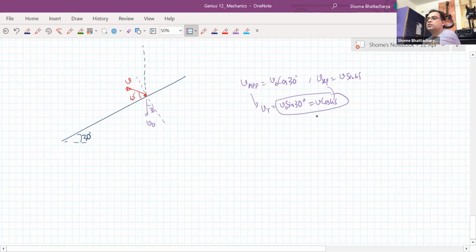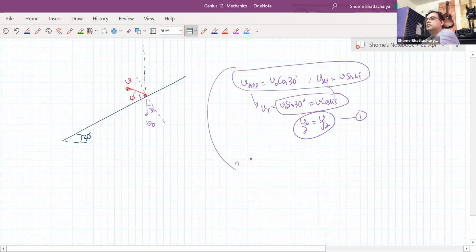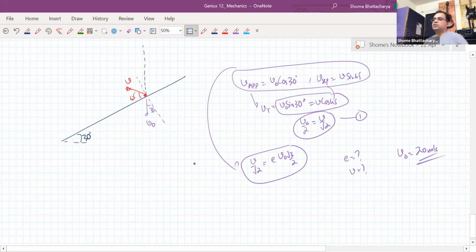Instead of horizontal, if it was given 45 degrees, then your equation will become like this, that V0 by 2 is equal to V by root 2. That would be our first equation, and then V by root 2 is equal to E times V0 root 3 by 2. So this would give you a different value of E and a different value of V, given that V0 was 20. But the concept is the same. So you have to just be careful about the geometry of this.